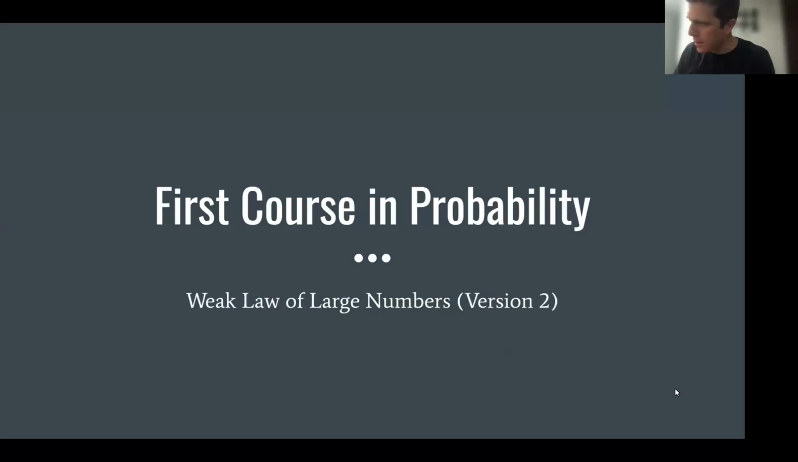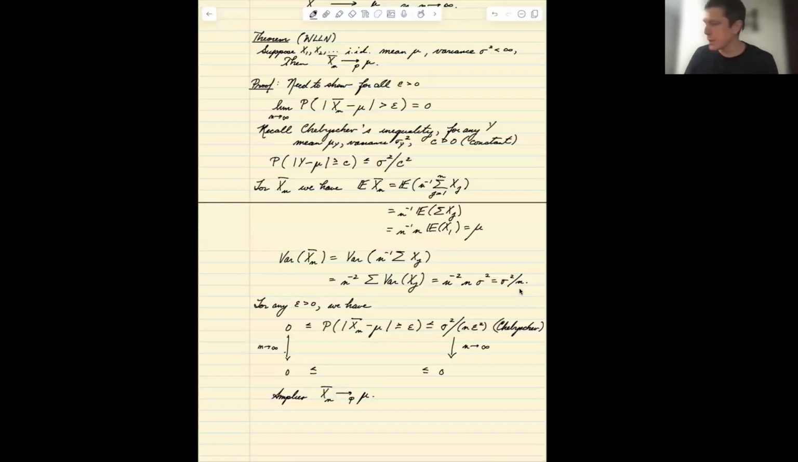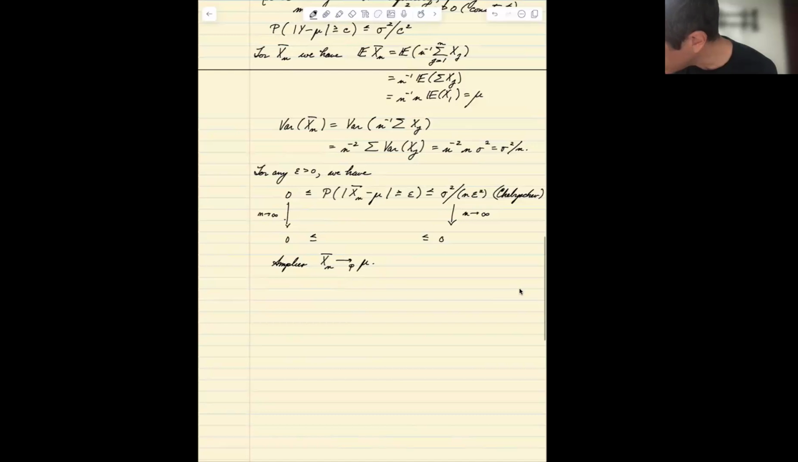All right, now we're going to talk about a second version of the weak law of large numbers. The second version is a bit more general than the first. Let's see what it is. We'll call this the weak law of large numbers version 2.